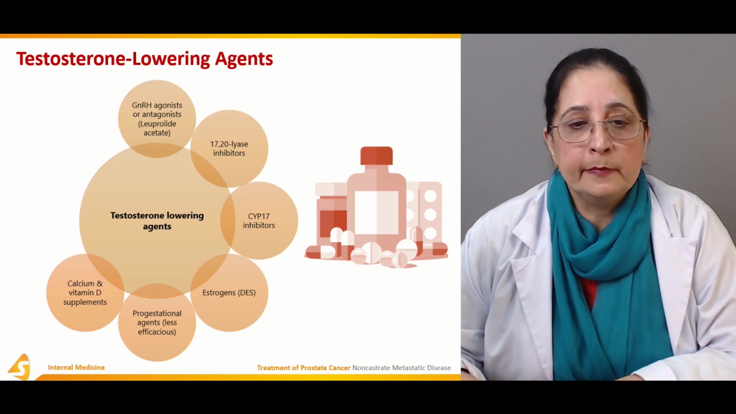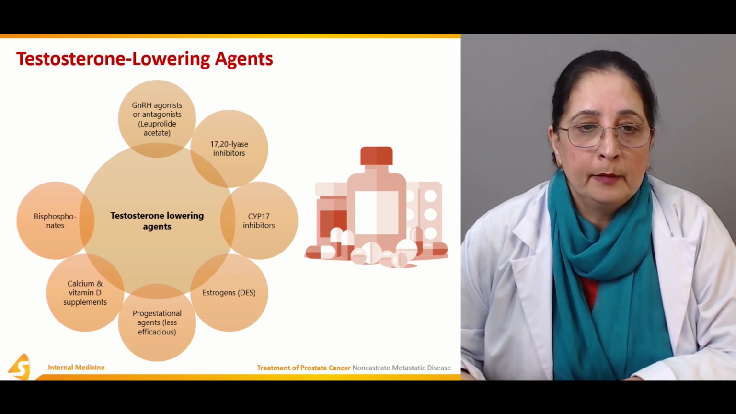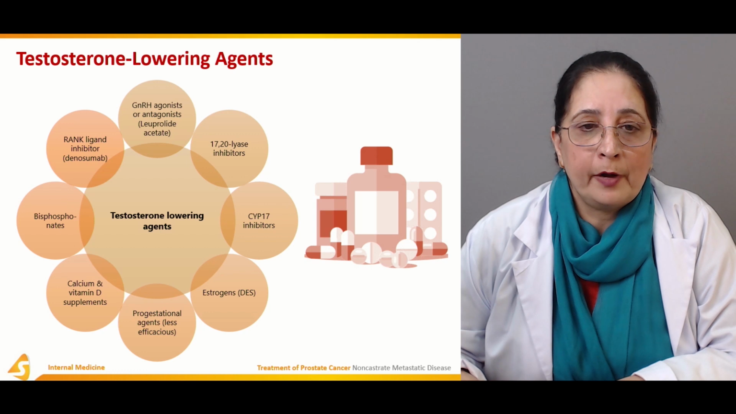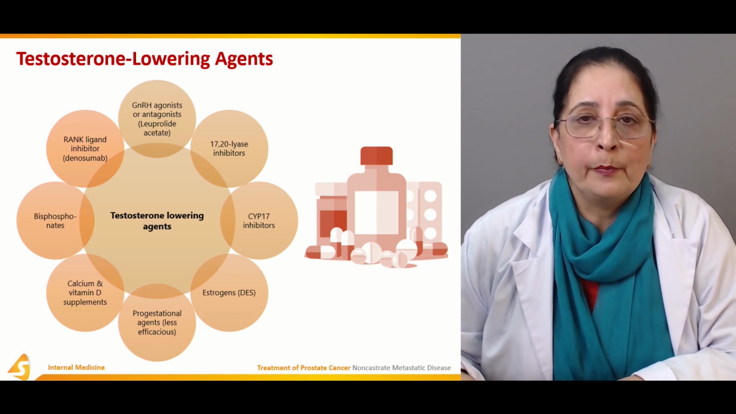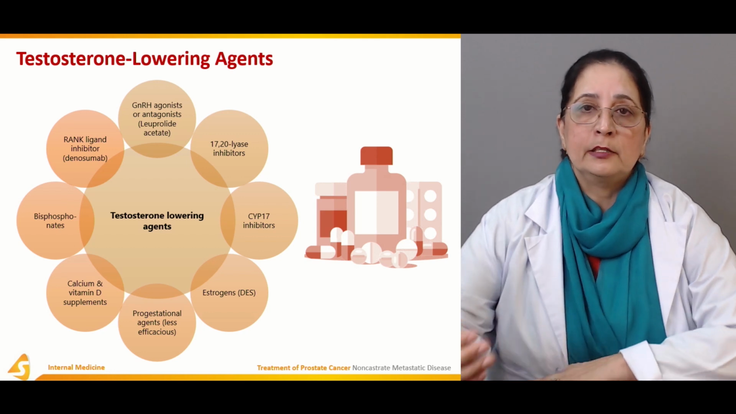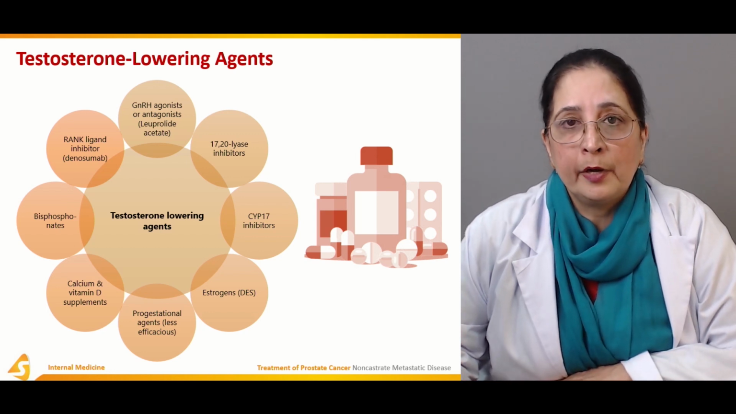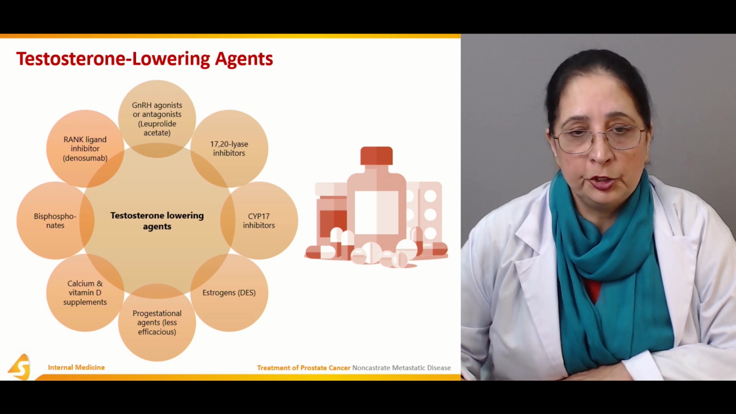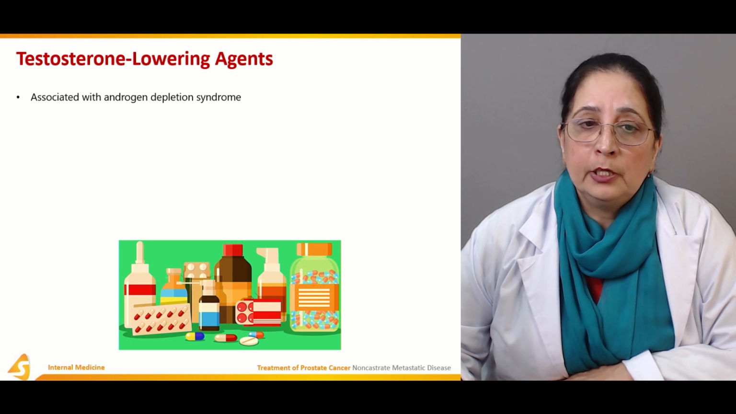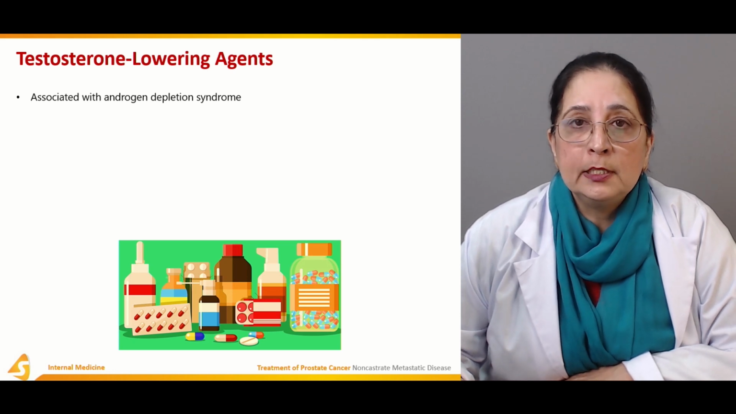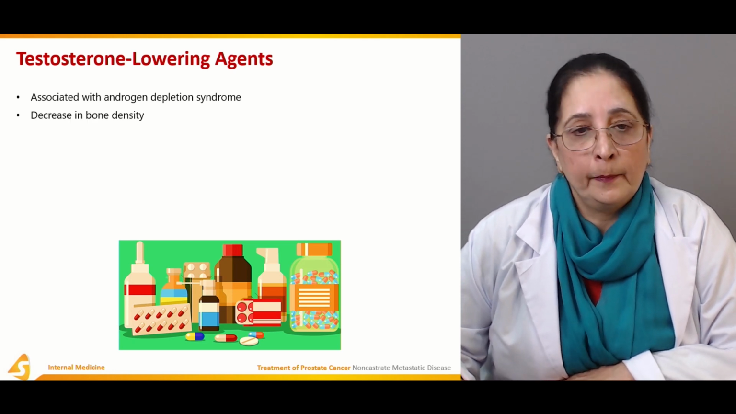Calcium and vitamin D supplements, bisphosphonates and RANK ligand inhibitors like denosumab are also used. So all these are the testosterone lowering agents that can be used. These are associated with androgen depletion syndrome.